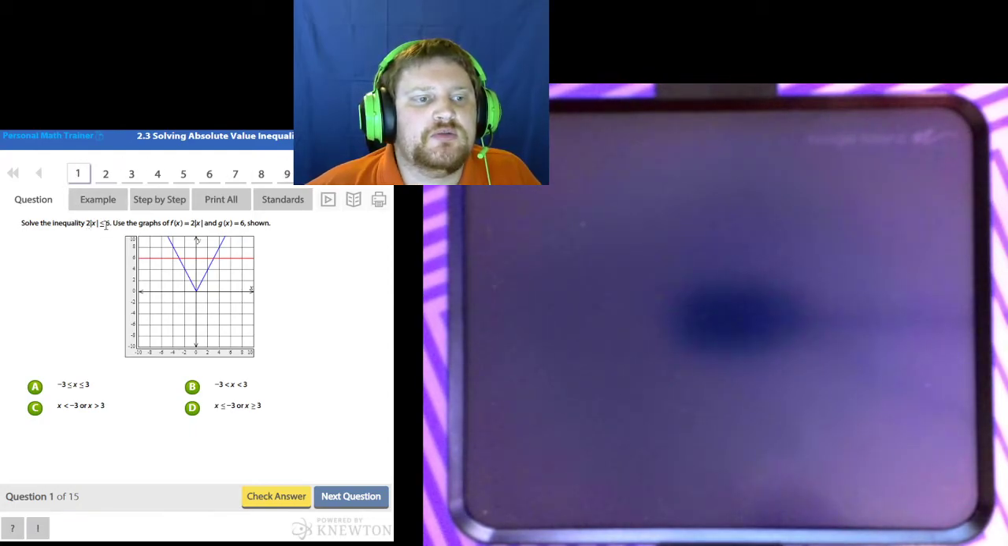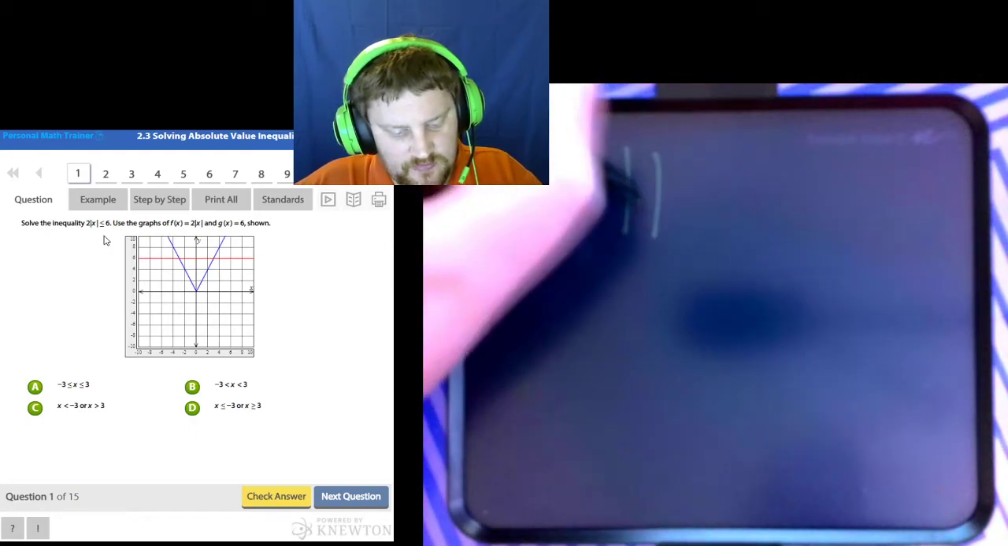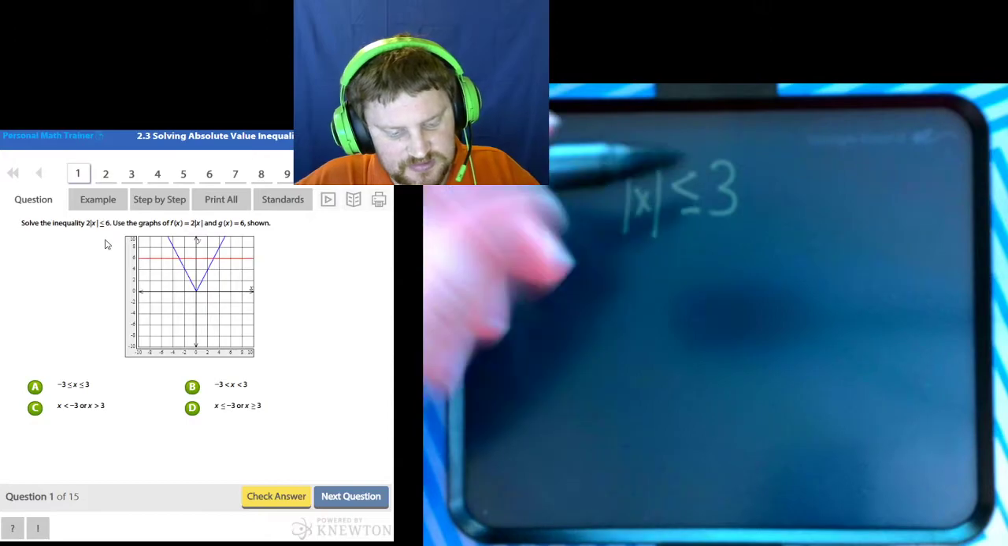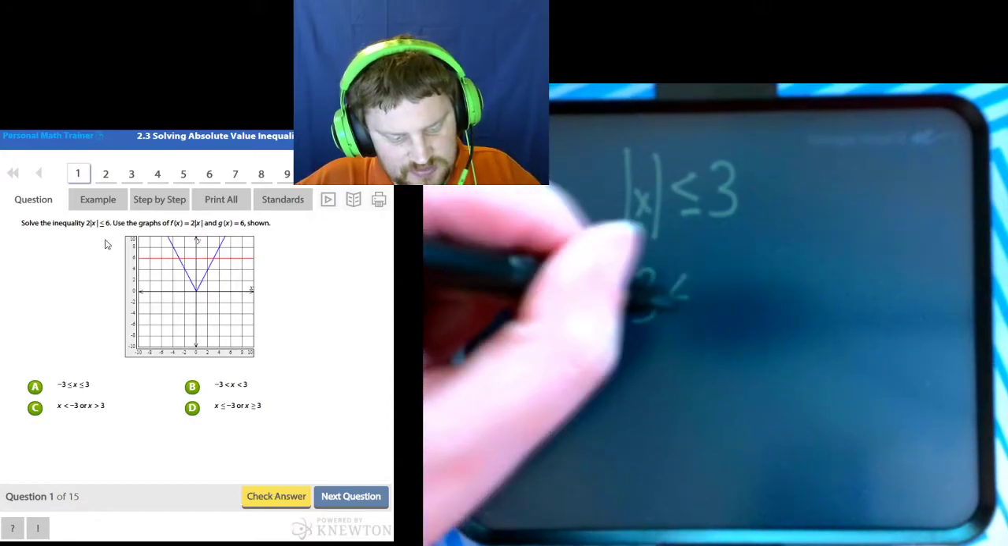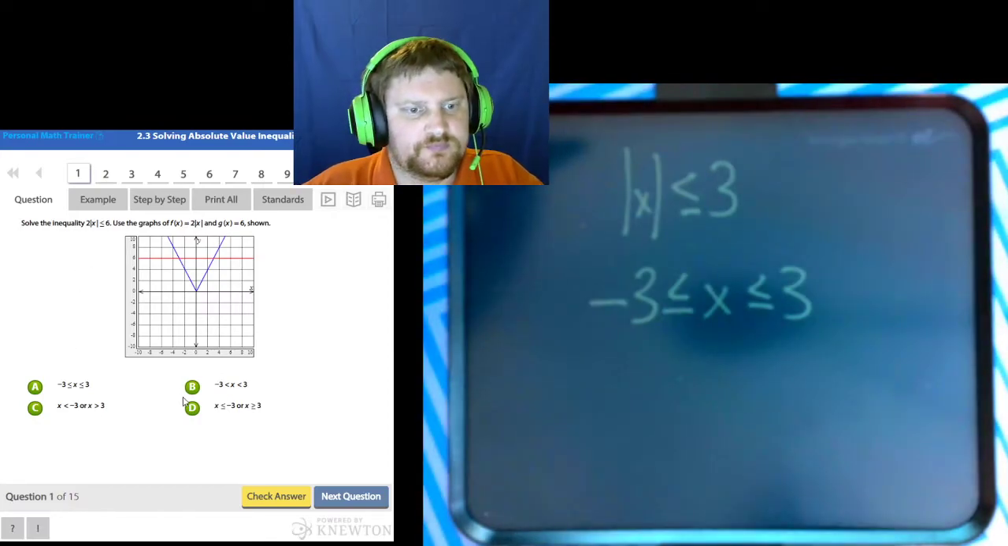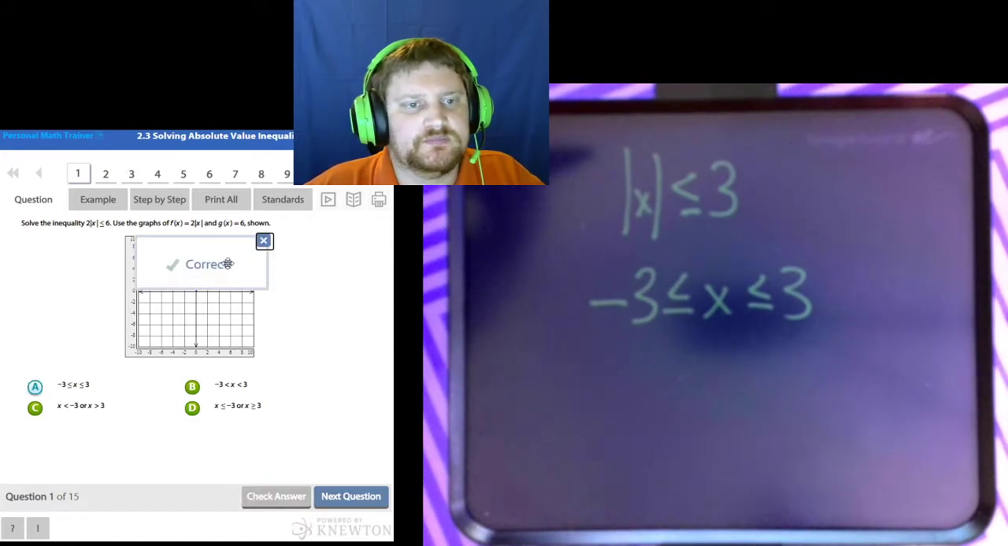Divide each side by 2, we get 3. So absolute value of x is less than or equal to 3. Since it's less than or equal to, we have negative 3 is less than or equal to x is less than or equal to 3. Notice the equal to. Negative 3 is less than or equal to x is less than or equal to 3. Done. Next question.